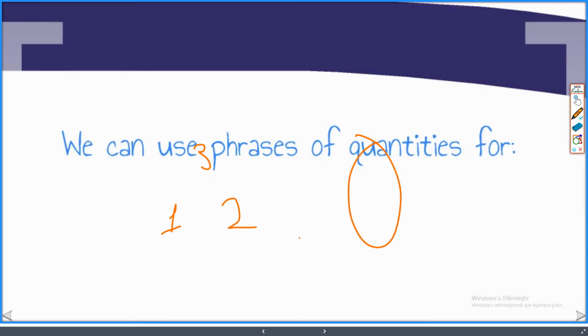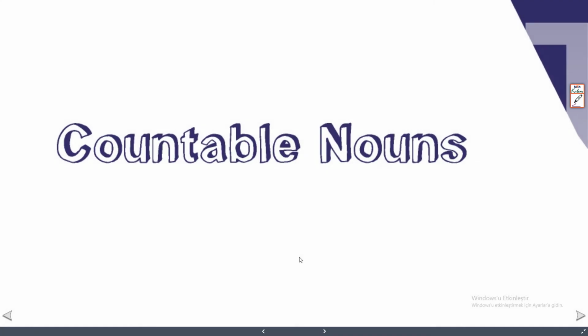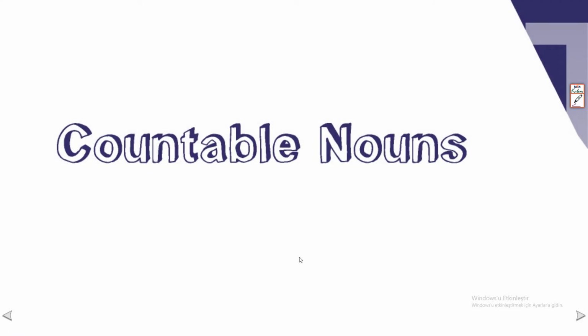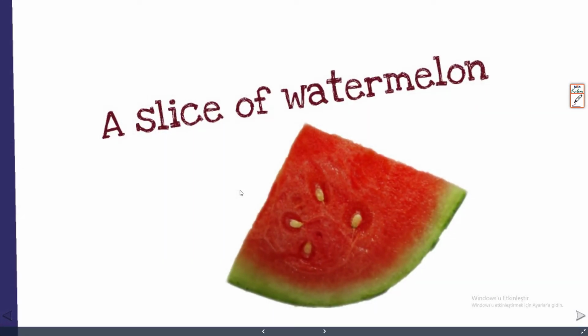And guys, we can use phrases for quantities. Phrases of quantities. We can use phrases of quantities for what? For countable nouns. Phrases of quantity. Quantity means amount. Okay, and we are using that.